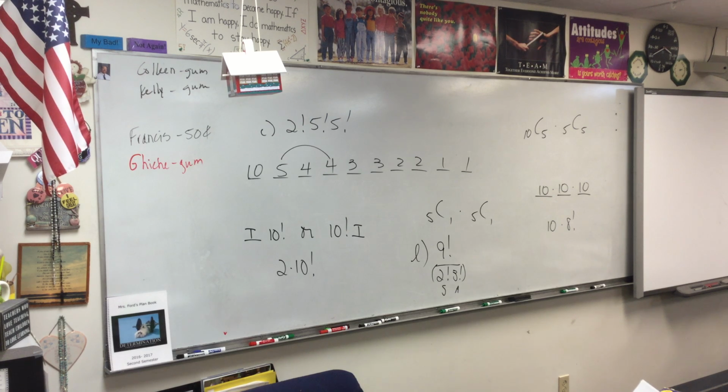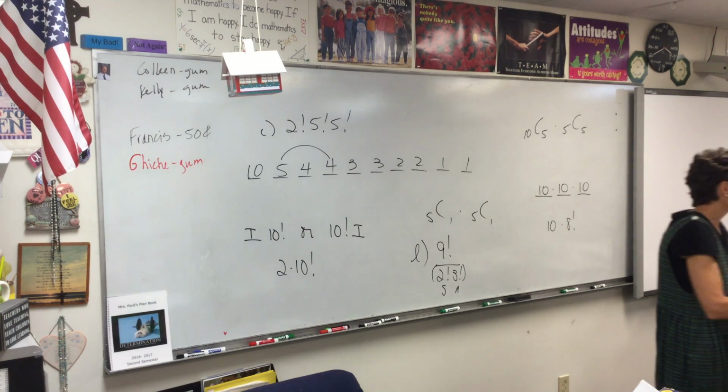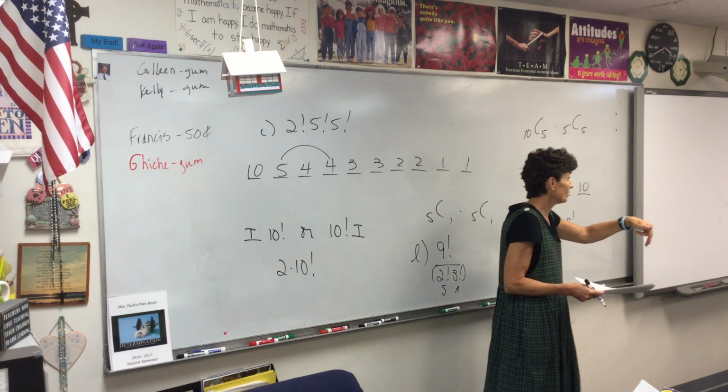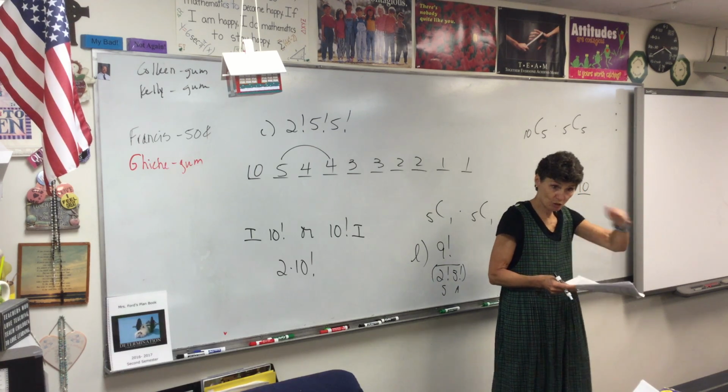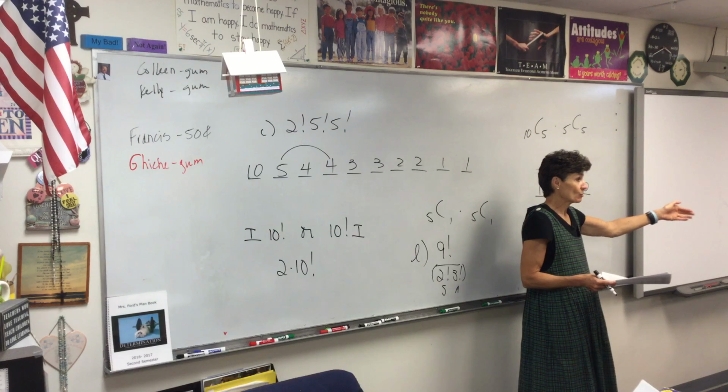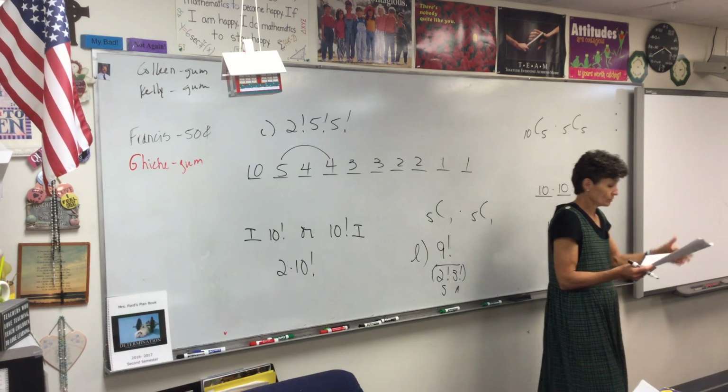Don't be confused by the wording. This is just another variation of bundling. These two have to be tied together, so now you have 9 things to arrange. That's 9 factorial times the bundle, 2 factorial.